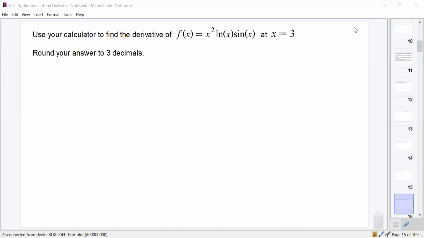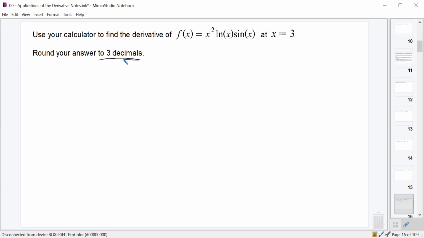One of the things you're allowed to do with your calculator on the calculator section of the AP test, and for any test in my class, is to evaluate the derivative of a function at any given x value. This will probably be the easiest thing we do today. We're going to use our calculator to find the derivative of f of x equals x squared ln x sine x at x equals 3. Note that it says to round our answer to 3 decimals.